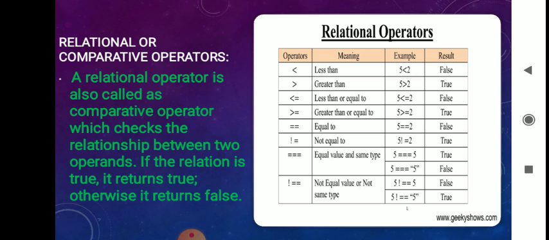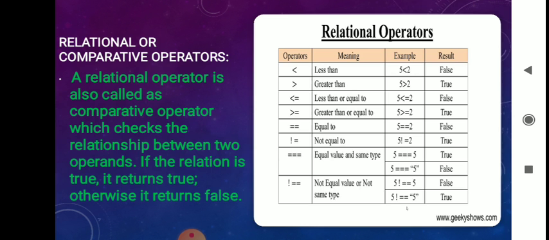Here are the different types of relational operators: less than, greater than, less than or equal to, greater than or equal to. Next is equal to, which contains two equal symbols. Next is not equal to, an exclamation symbol followed by an equal symbol. Then equal value and same type. The last one is not equal value or not the same type.